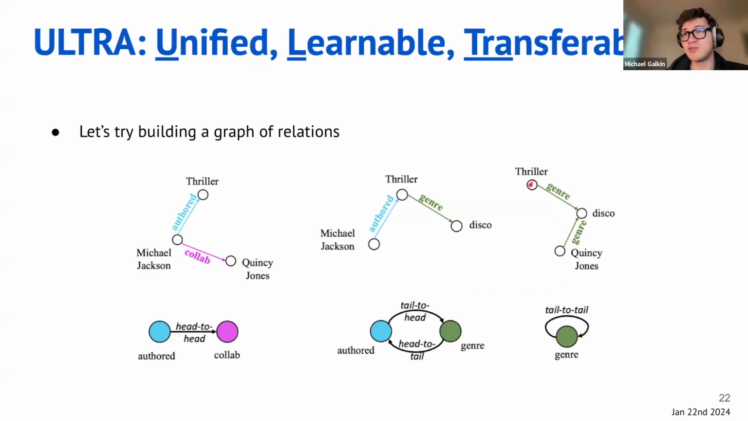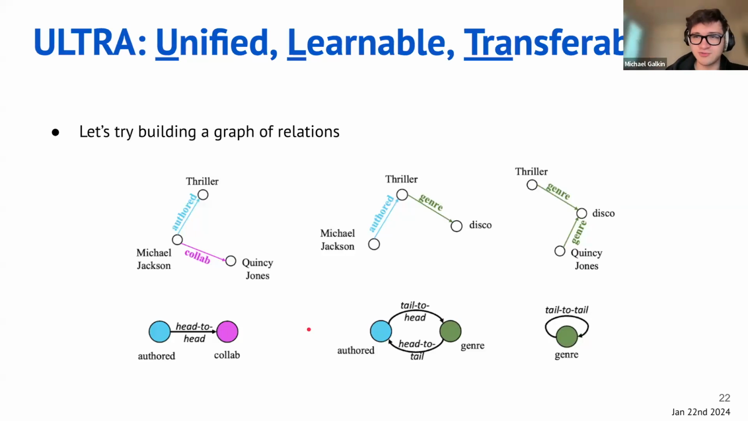And if we know that Thriller and Quincy Jones both worked in the genre of disco, then we can actually have a self-looping relation with type tail to tail. It means that somewhere in the graph, there is one node where edges of this relation type meet at the same tail node. And overall, we have those four meta relations: head to head, tail to tail, tail to head, and then head to tail.